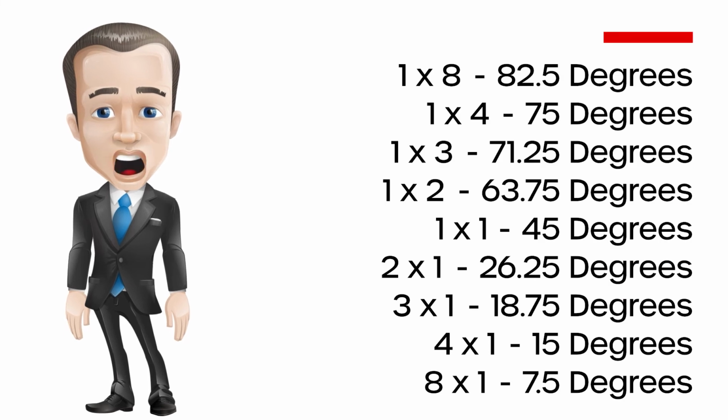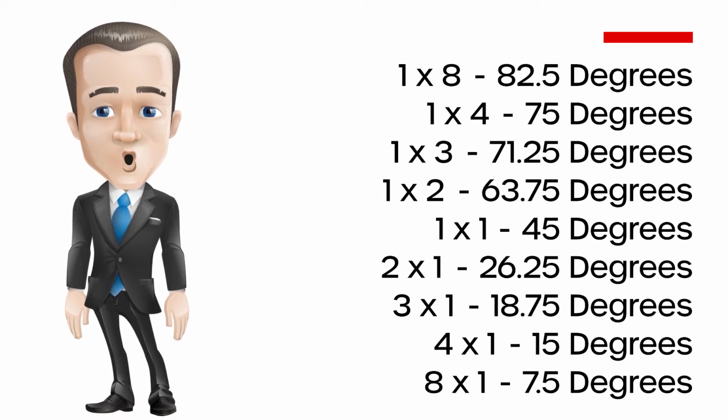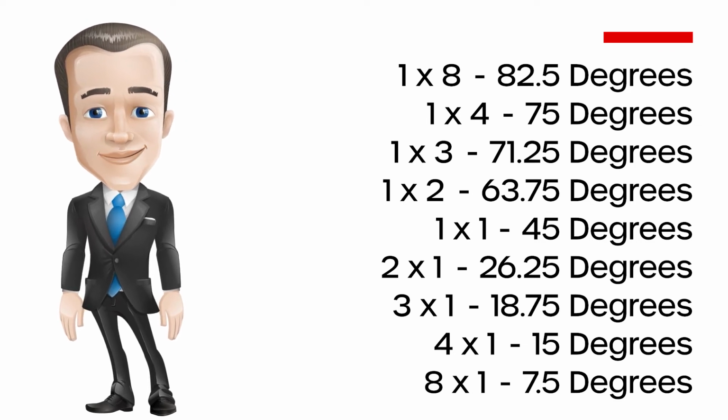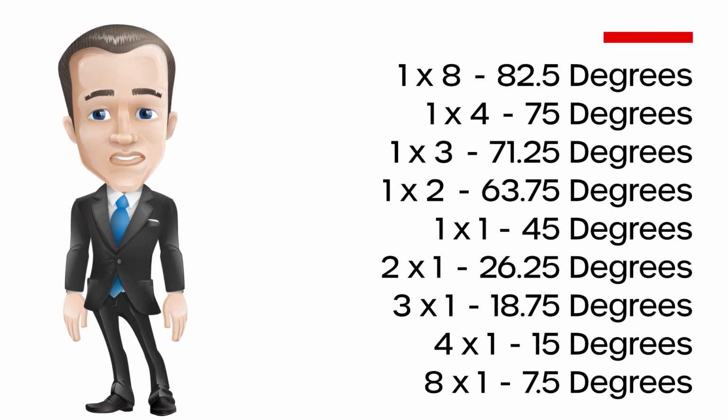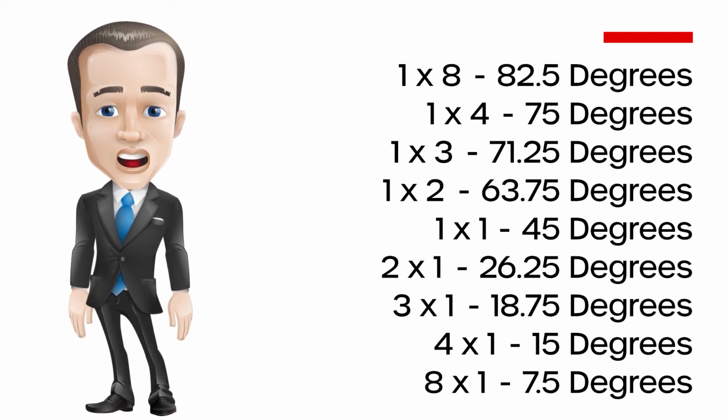1 times 8, 82.5 degrees. 1 times 4, 75 degrees. 1 times 3, 71.25 degrees. 1 times 2, 63.75 degrees. 1 times 1, 45 degrees. 2 times 1, 26.25 degrees. 3 times 1, 18.75 degrees. 4 times 1, 15 degrees. 8 times 1, 7.5 degrees. Note the order of the rise and run values, for example 1 times 1, 1 times 8, etc., to match the actual angles in degrees. The x and y axis must have equally spaced intervals.